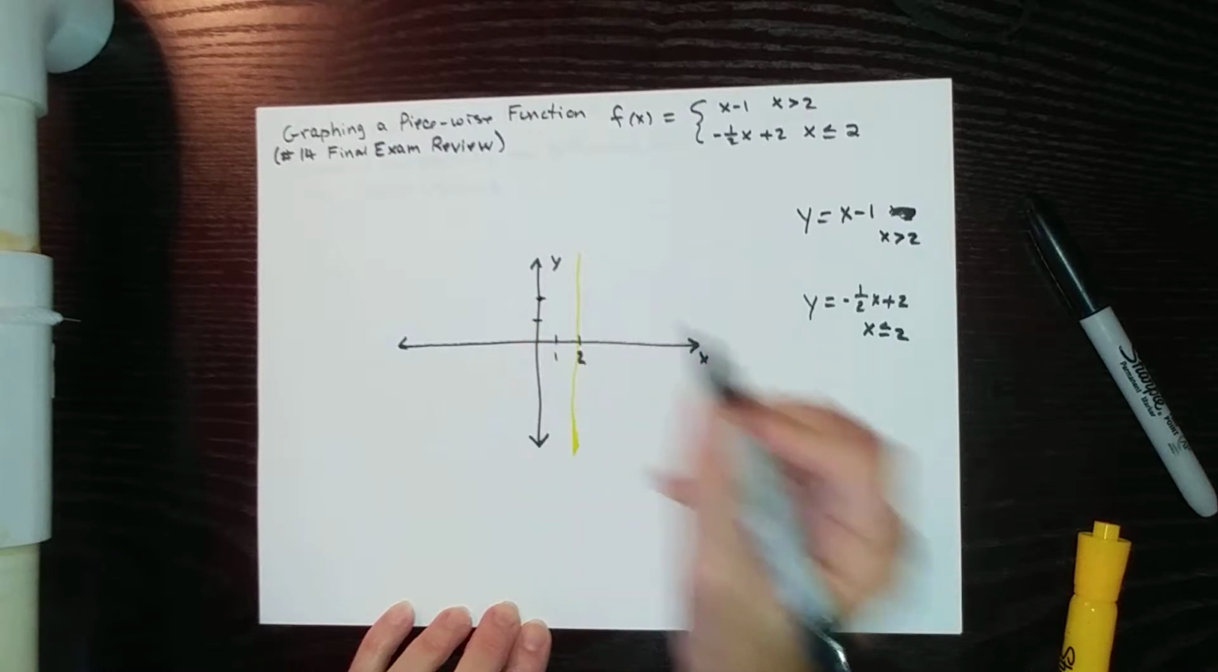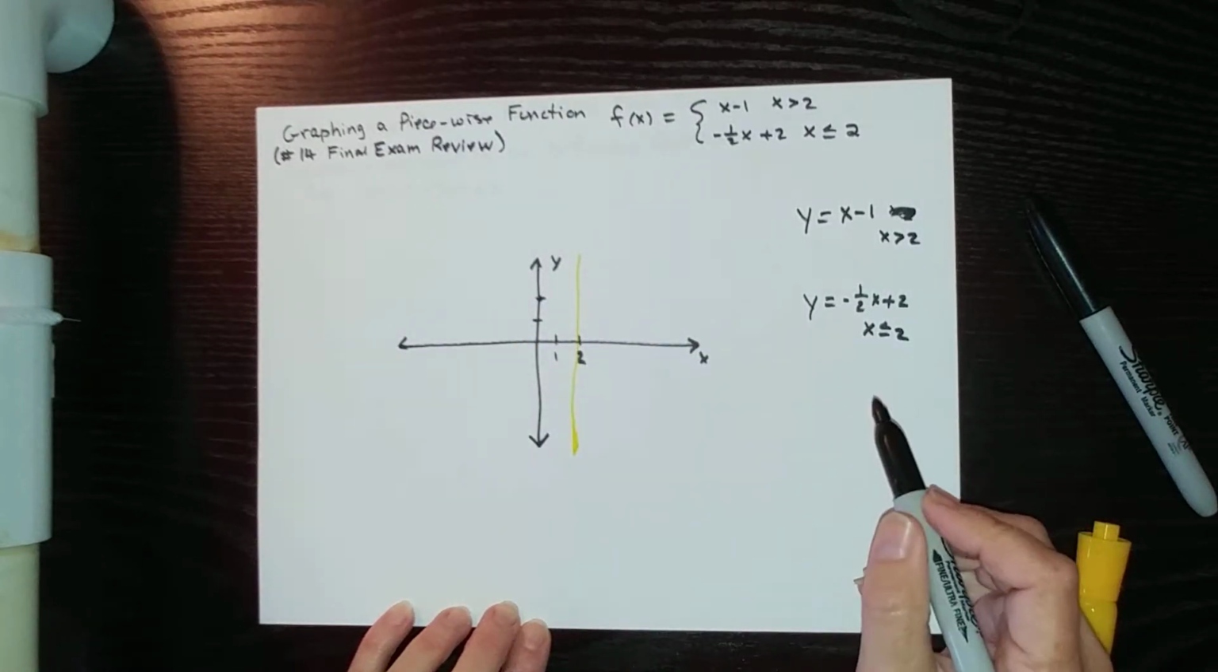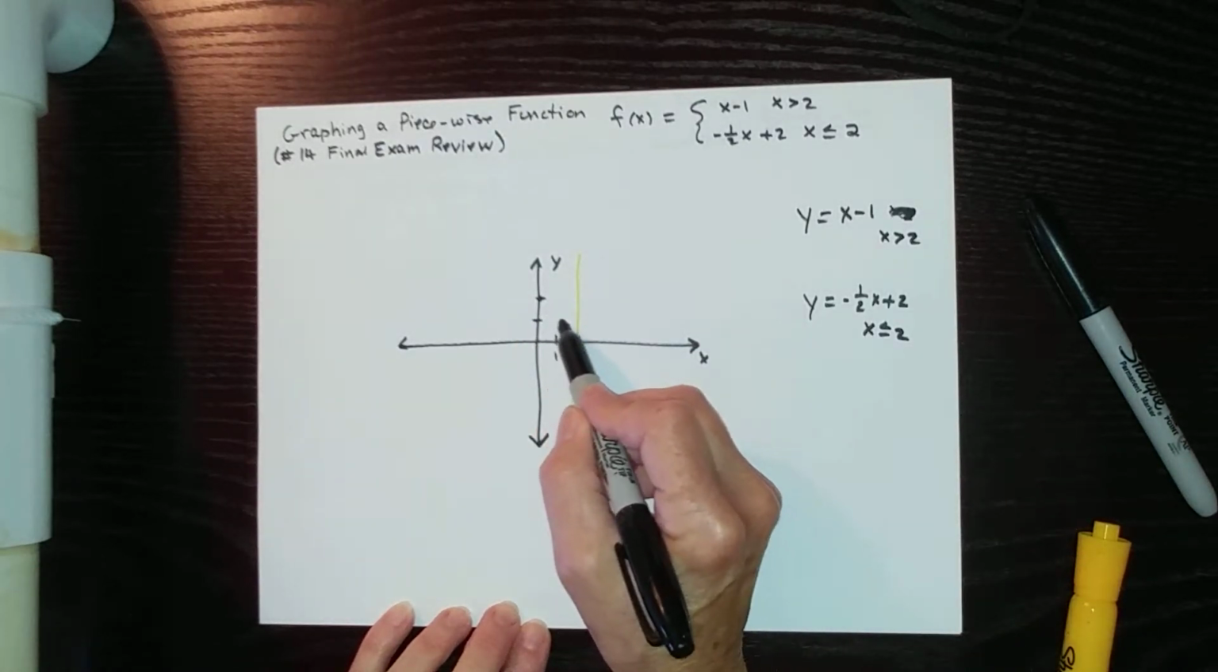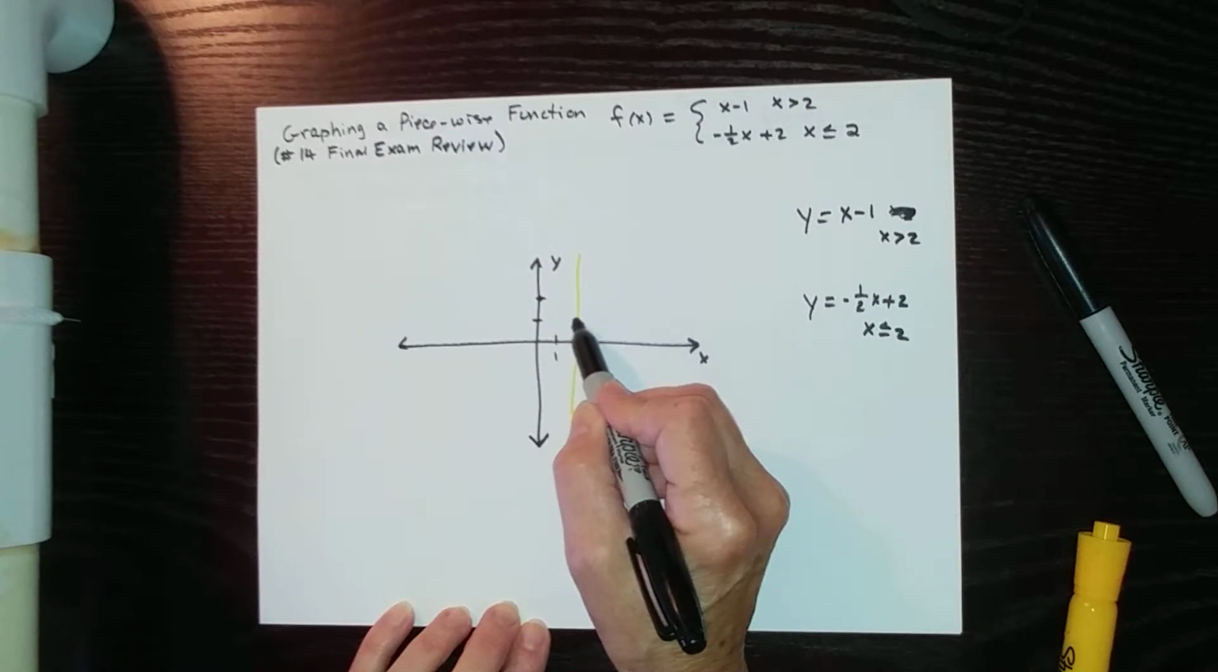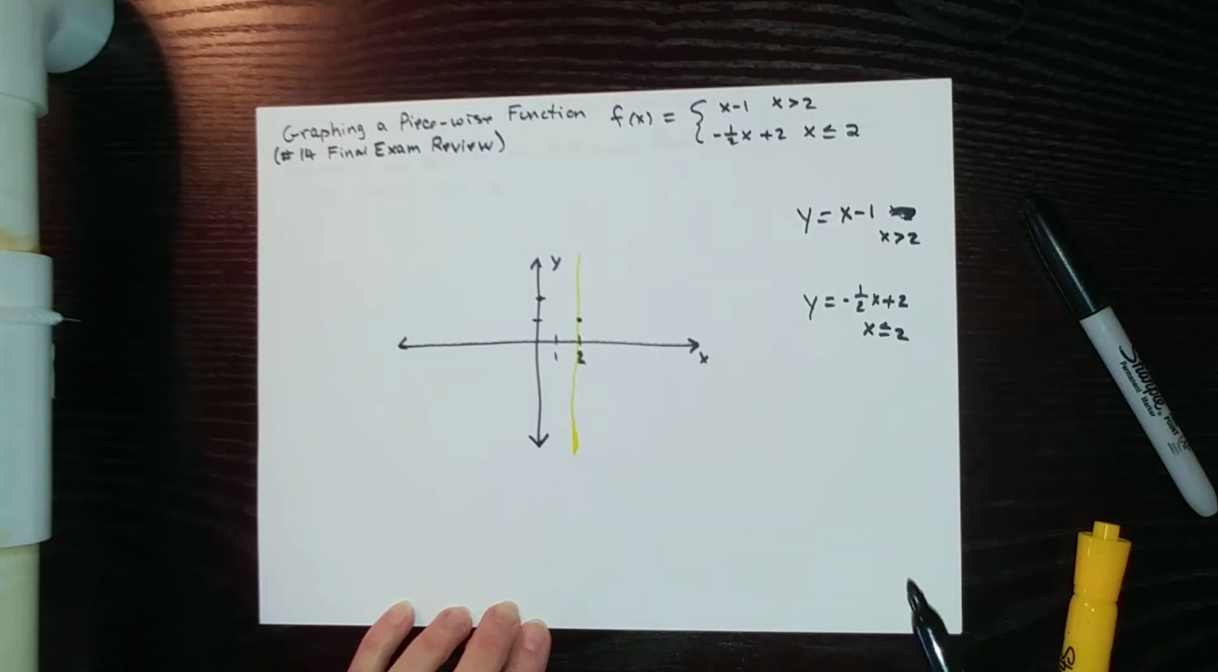Here's my y-intercept, 2. I'm going to interpret my slope: down 1, right 2. If I go down 1, right 2, it's going to land right here. And so I'm going to connect these two points, and this will be the graph of y equals negative 1/2 x plus 2.